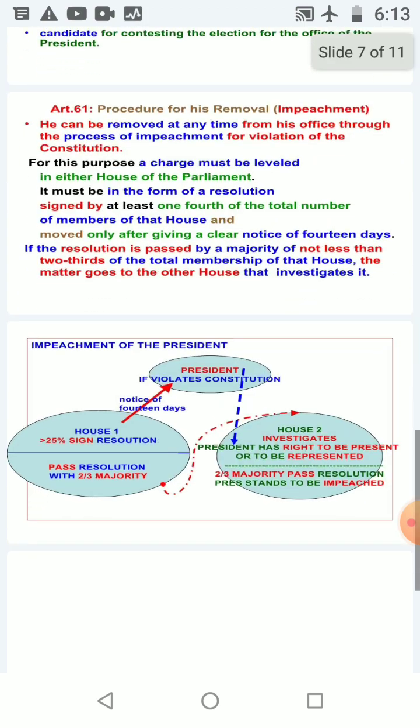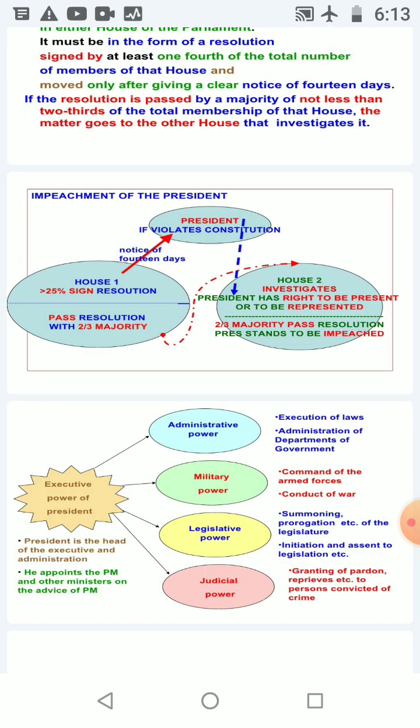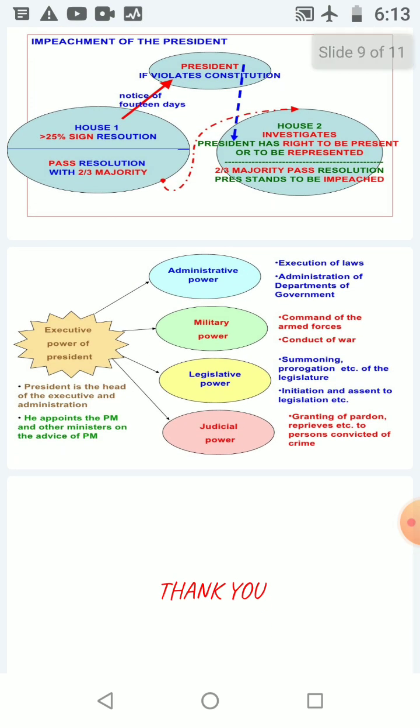This is the flow chart of impeachment. You can go through it very well. After the resolution is passed by a majority of not less than two-thirds of the total membership of that house, the matter moves to the other house that investigates it. You should go through all these charts very well for understanding.